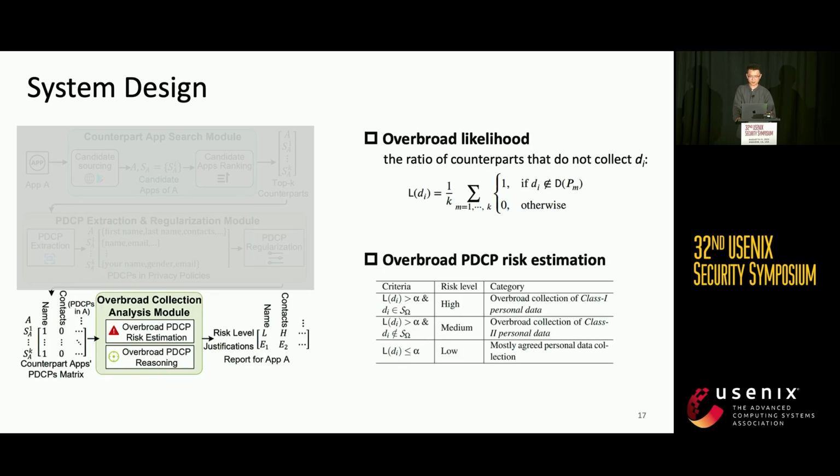And in the third stage, we first calculate the overbroad likelihood for each PDCP, which is defined as the ratio of the counterpart apps that do not collect this PDCP. Then, based on the overbroad likelihood and the personal data type, we classify the PDCP into 3 risk levels: high, medium, and low. And more details of our system can be found in our paper.